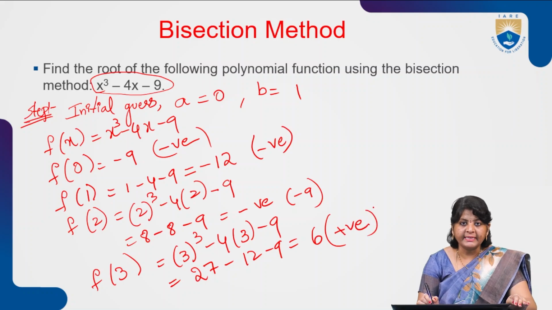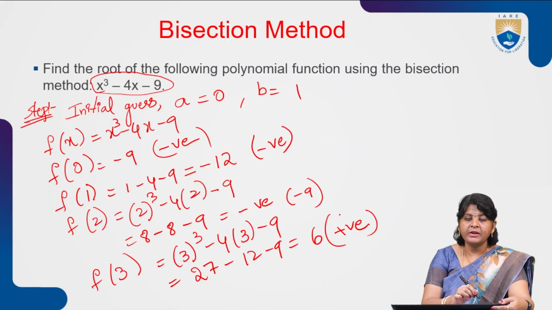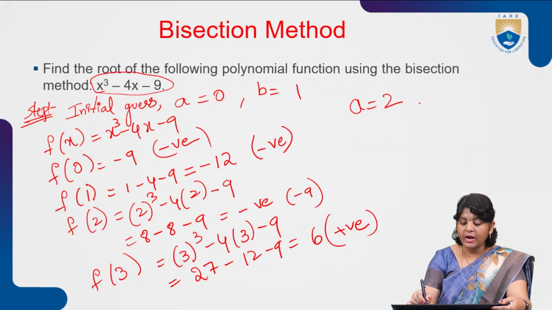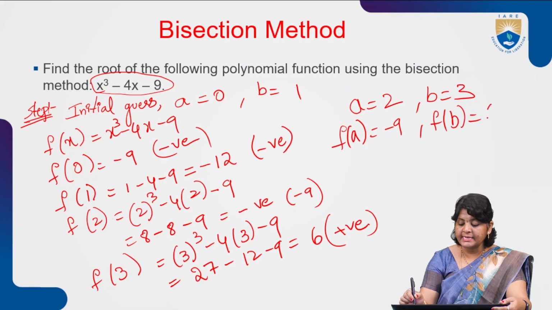Now, we need to select the initial guesses. After finding all this, we conclude that A is 2 and B is 3. Initially, I took A equal to 0 and B equal to 1, and substituting the two values, I got both negative values. In the same way, you need to move on to the next initial guesses like 1, 2, 3 and so on. But here we got f of A as minus 9 and f of B as 6, which is a positive value, and here it is a negative value.